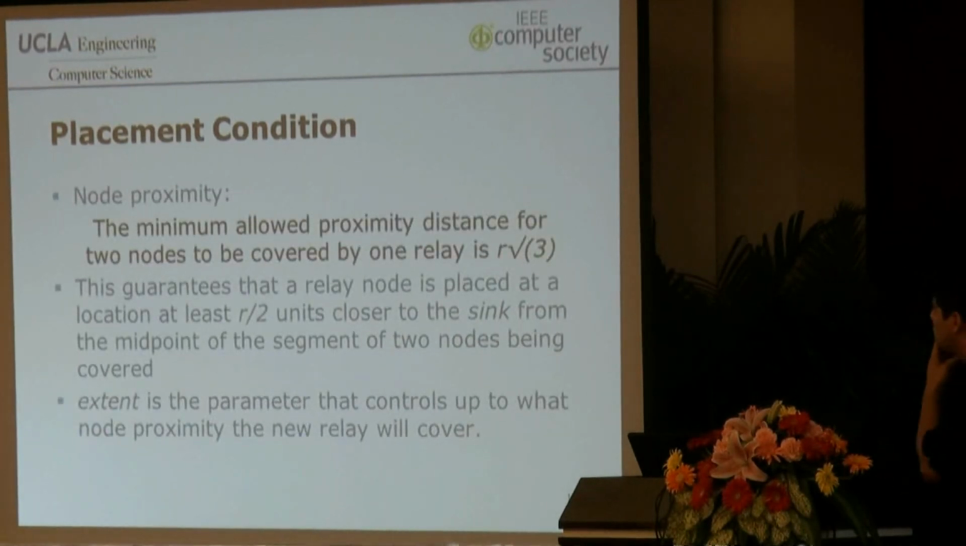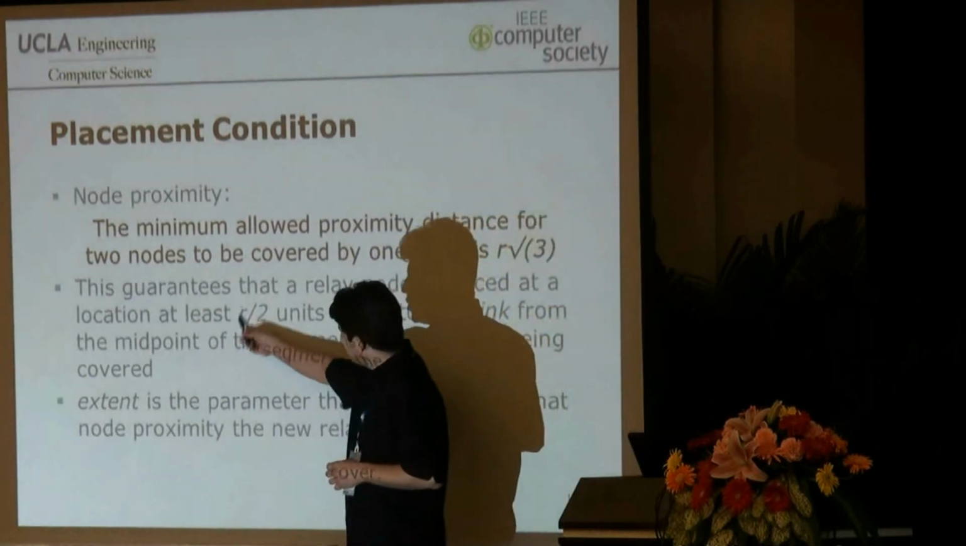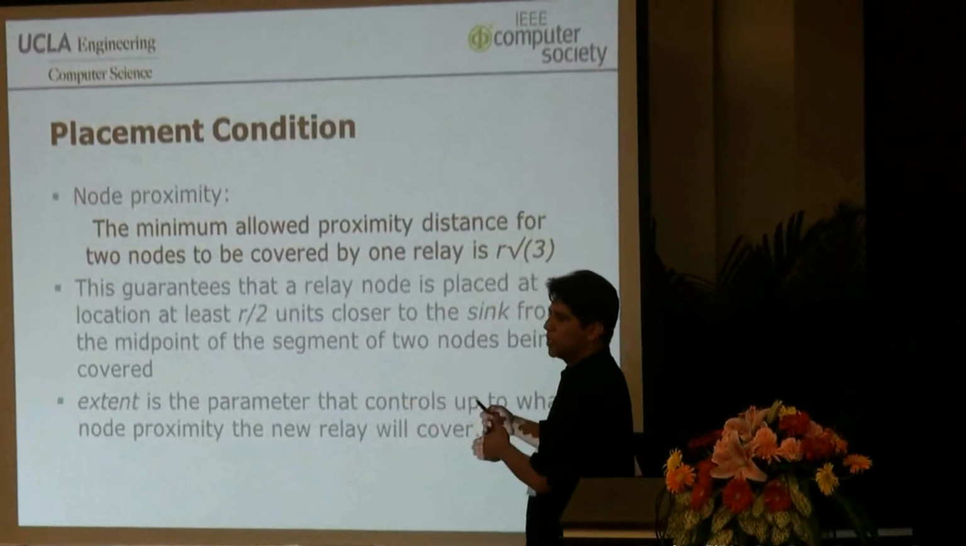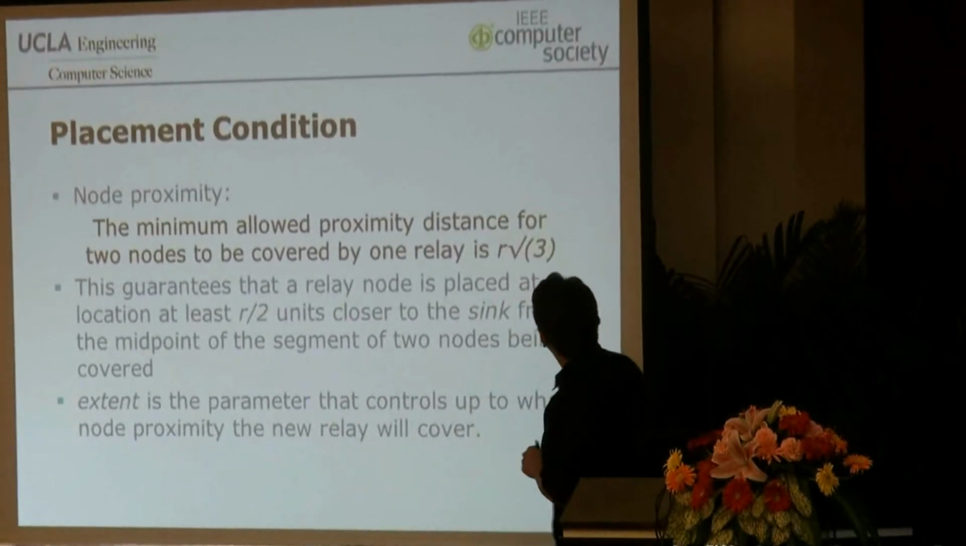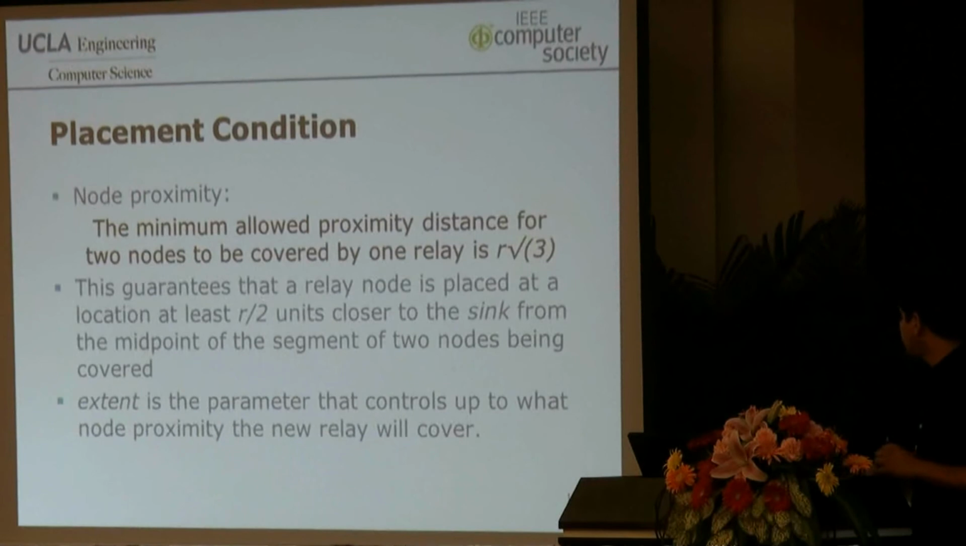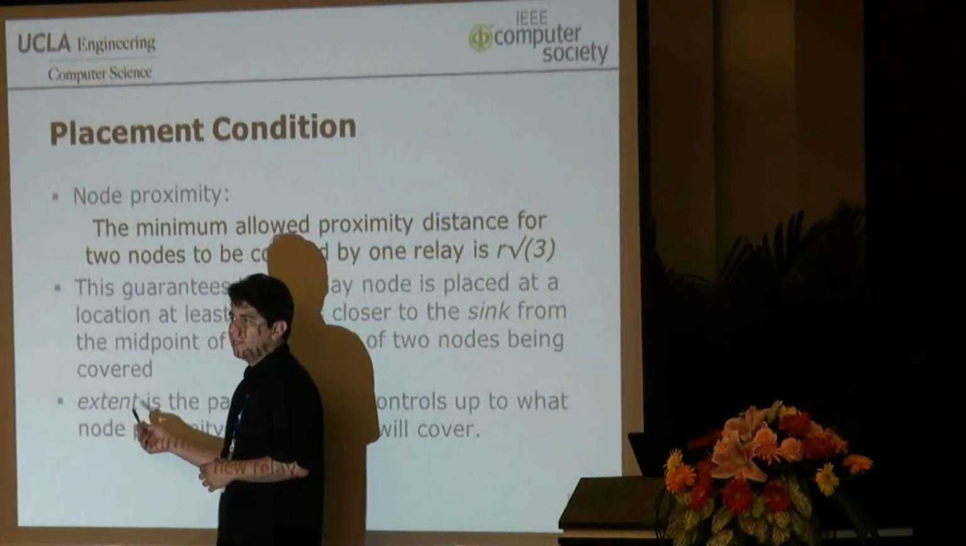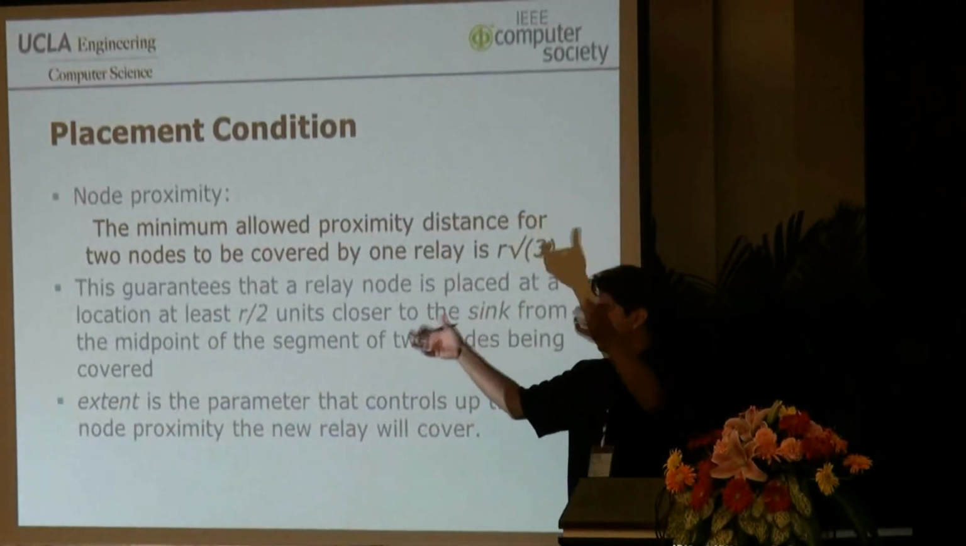So for that we need a term called the node proximity. Basically, doing some easy algebra, we find that the minimum allowed proximity to guarantee that we place a relay node closer to the sink is the square root of 3 over 2 times the transmission range. So it's basic Pythagorean theorem right there. And we're going to see this in a figure. And also, to control that, we use a parameter that the user decides called extent. So, to what extent the relay node is reaching to the sensors and being placed.